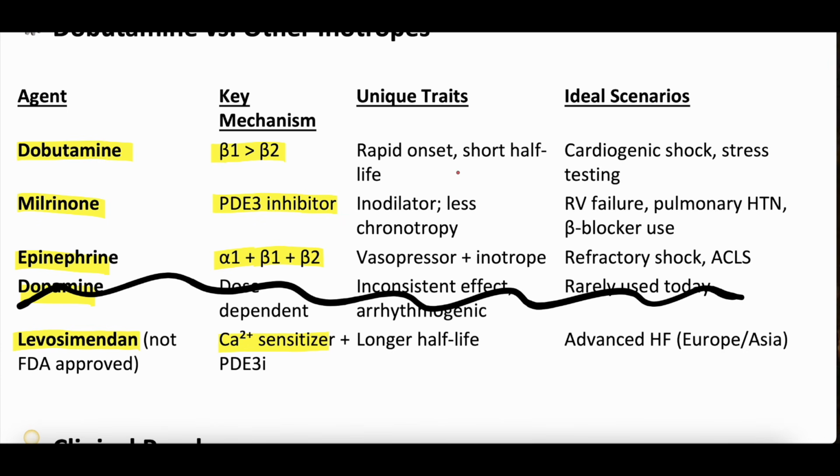Dobutamine has a rapid onset and short half-life. It's good for cardiogenic shock. Milrinone has less chronotropy, so it's less heart rate effective. It does not increase the heart rate much. And milrinone is really nice for RV failure because it causes some more pulmonary vasodilation, which can offload that right ventricle. Epinephrine is good as a vasopressor and inotrope. It causes an increase in blood pressure and also an increase in contractility. So just some of the differences there.